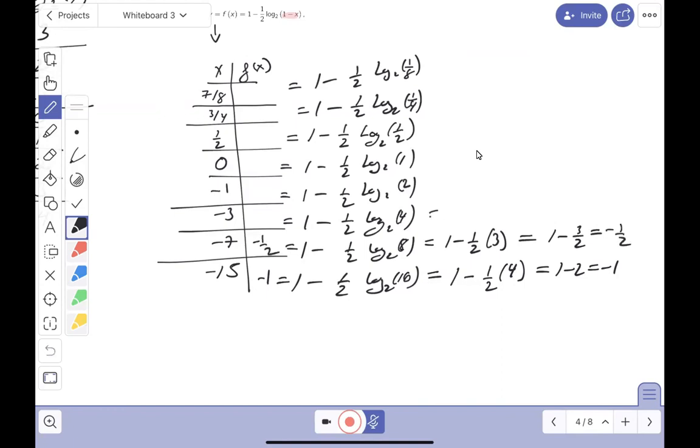Again, I'm just trying to figure things out. 1 minus 1/2. Well, log base 2 of 4 is going to be 2. And what's that going to give me? 1 minus 1, which is 0. We'll look at our graph later. 1 minus 1/2. Well, log base 2 of 2 is 1. So I get 1/2.